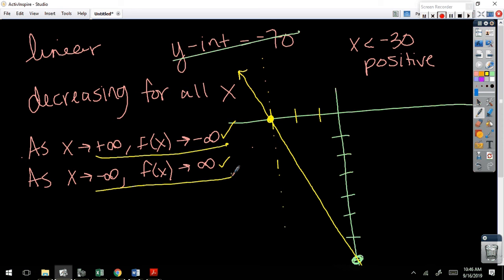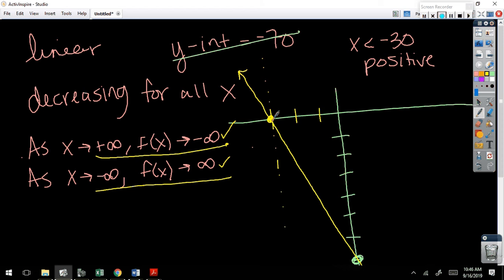Decreasing for all, right? And it's linear. But no, it keeps going forever. That means the whole time, the entire graph left to right is always going down as you move left to right. Now, if it said it was decreasing for all x less than negative 30, that would mean it would be decreasing until it hit here. But because it's a line, it's never going to change directions. It's a linear function, so it's always going to be decreasing or increasing.